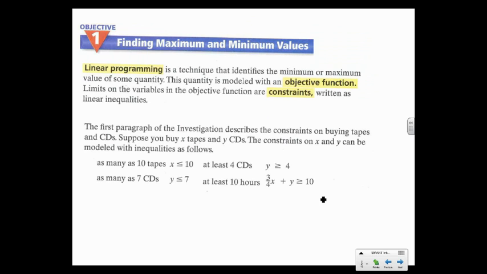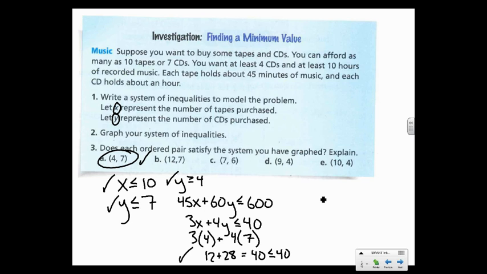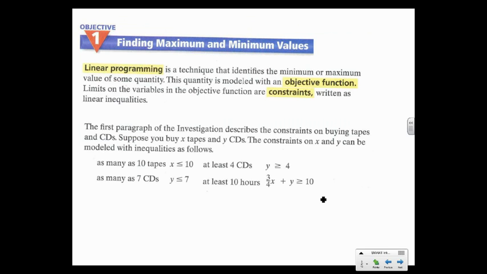Linear programming. It's a technique that identifies the minimum or maximum values of some quantity. All right, so this quantity is modeled with an objective function. An objective function is, as an example, this part here, the limiting factor. Okay, so the objective function is what we want, the best case scenario of what we want to occur.